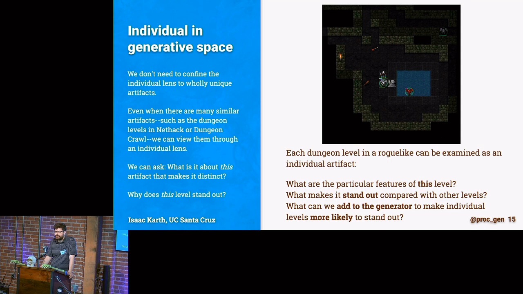But we don't just have to look at the unique things. We can also think about the individual properties of things that we get in groups. For example, what's important about this particular dungeon level? What makes it stand out? Is this the dungeon level with the fountain? Is this the dungeon level with the stairs to the Gnomish Mines? And if we're tweaking our generator, what can we add or change about it to make different levels more likely to stand out?